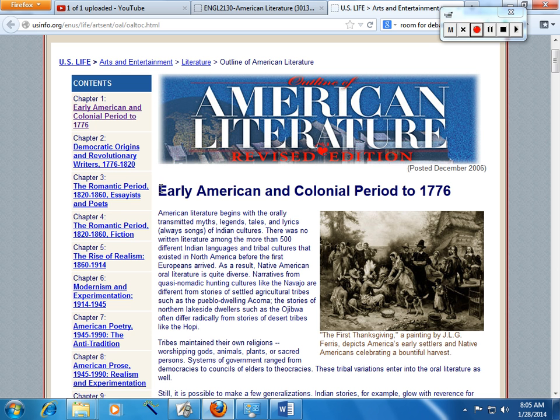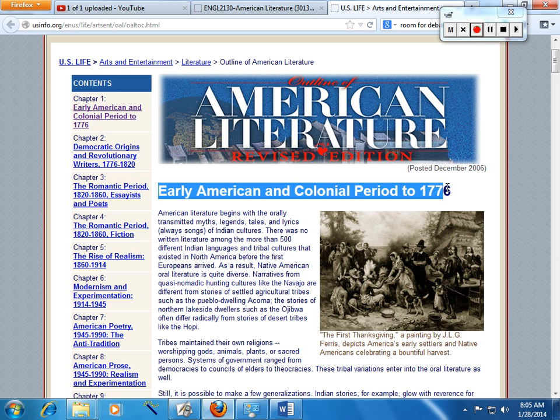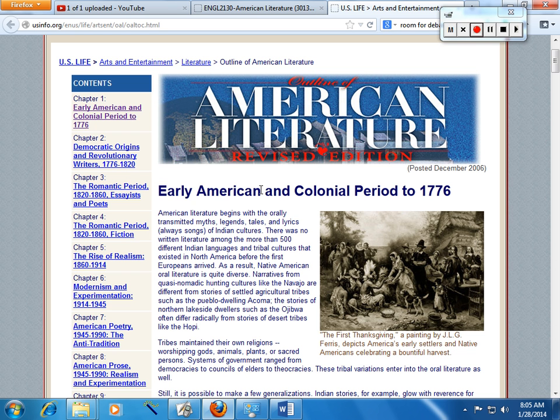But notice what it says for the chapter heading for Chapter 1. It says Early American and Colonial Period. Right? Early American is the same thing as pre-colonial, right? Pre-colonial is everything that came before the colonization of America. So this particular chapter is actually 2 periods in one chapter. Does that make sense?